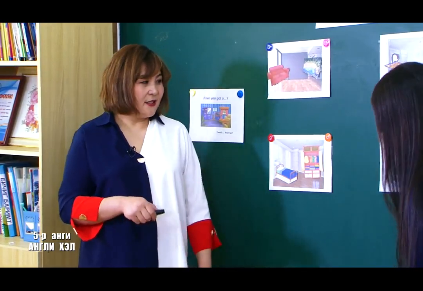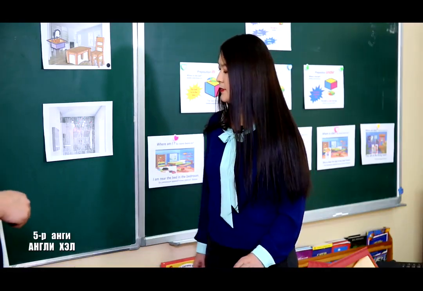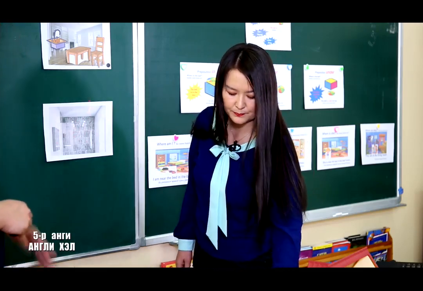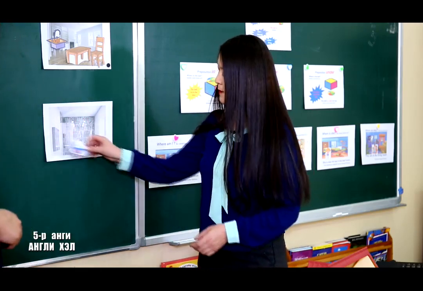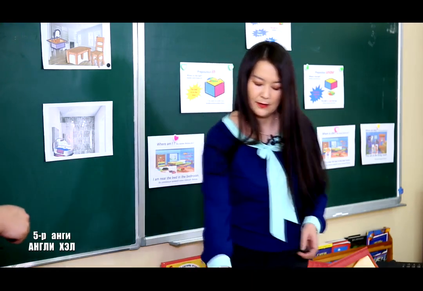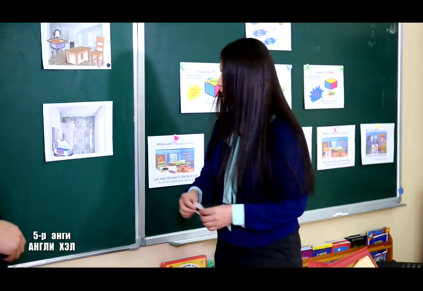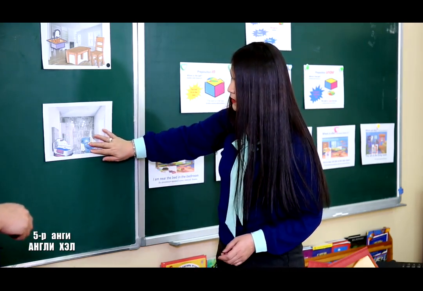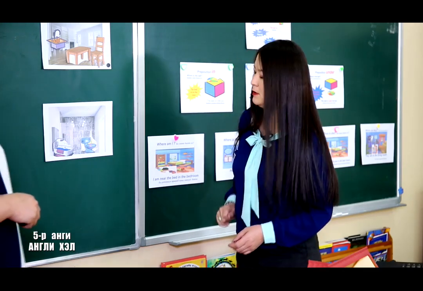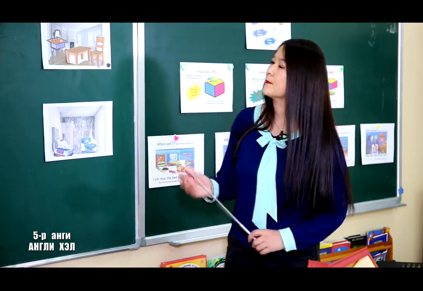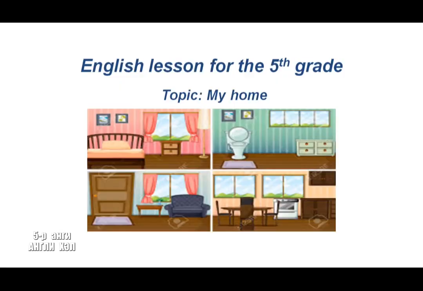Okay, next picture. This is a bathroom. Have you got a bath? Yes, I have got a bath. Have you got a toilet? Yes, I have got a toilet. Good. Very good. Okay. Learn a new lesson about my home.